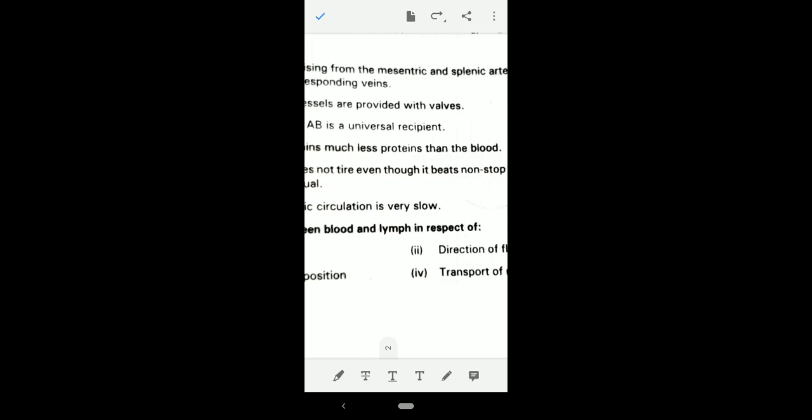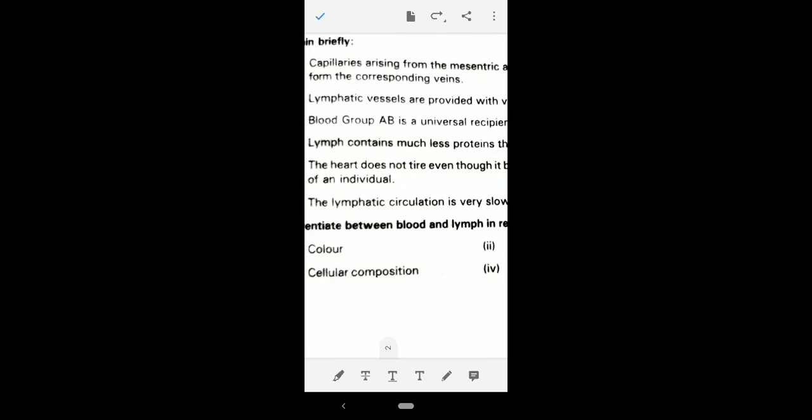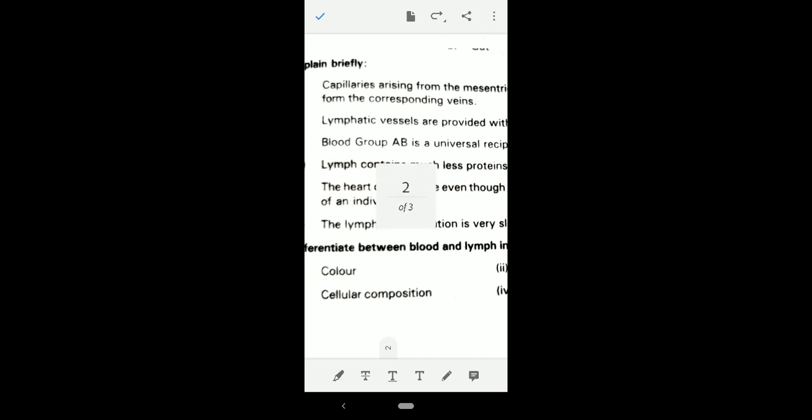The lymphatic circulation is very slow. Yes, lymphatic circulation is comparatively slow because lymphatic circulation generally depends upon the contraction and relaxation of muscles. So they are not getting any pressure from the heart. That's why circulation is comparatively slow.